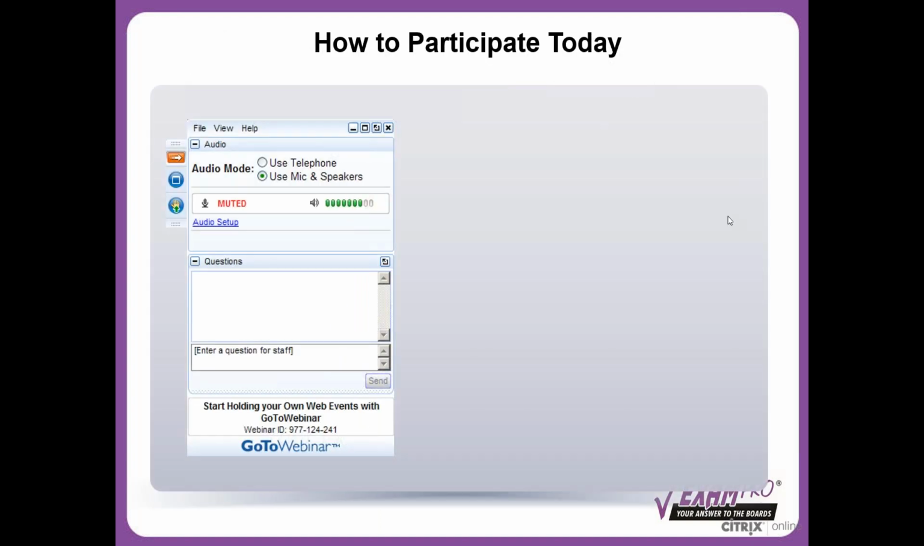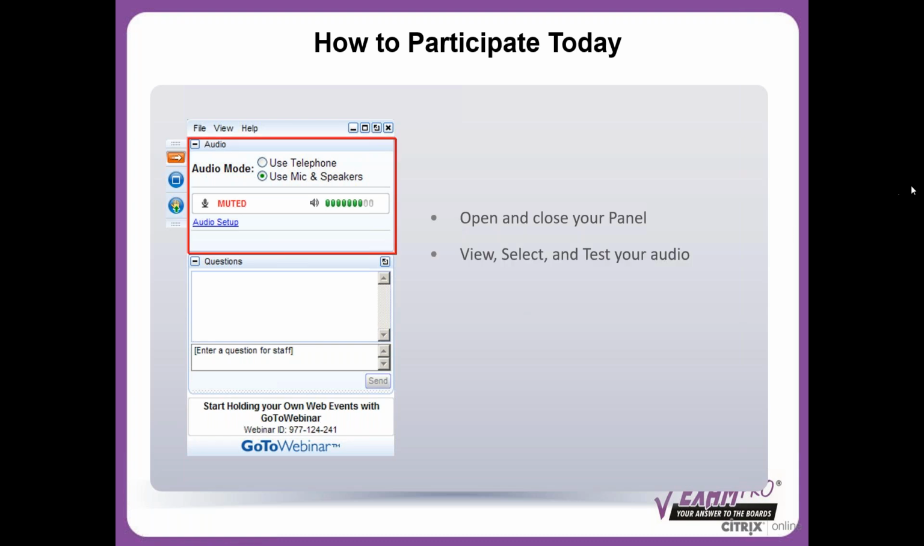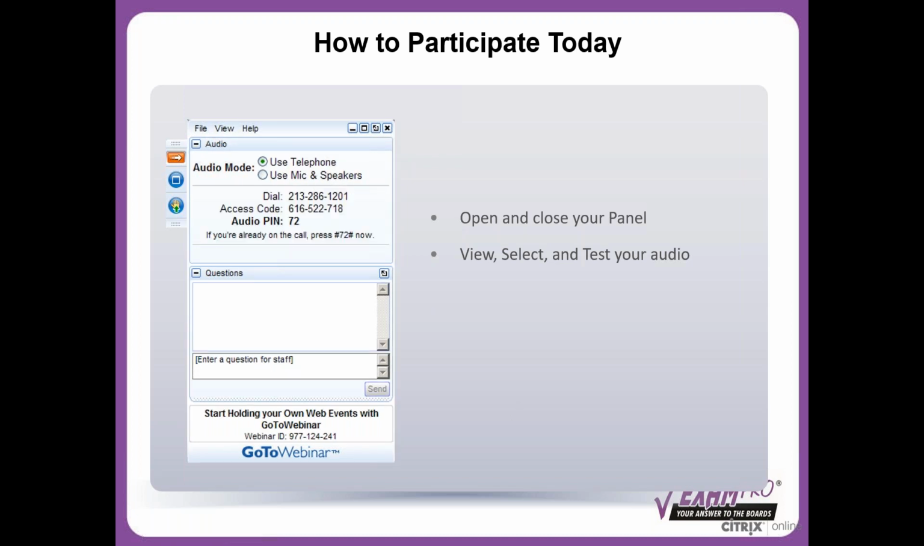I don't even know that I need to go over this, but I say this every time and I still do it, so let's just look briefly. There's a little orange arrow that can open and close your panel if you need to. It looks like the vast majority of you are using mic and speaker, so you don't have to do a thing. But if you're calling in on a telephone, click under audio mode, use telephone, and you will get a phone number, an access code, and a PIN.